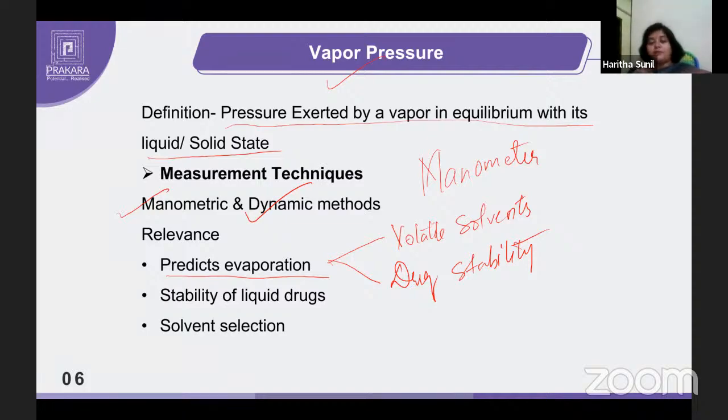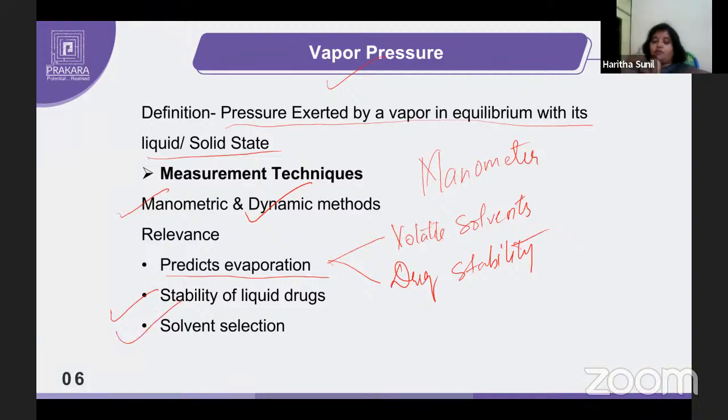So for example, the stability of essential oils in topical formulations, right? And then its relevance with the stability of liquid drugs. So the vapor pressure always helps to identify the drugs and excipients which are prone to evaporation under the storage conditions, so that it prevents the loss of active ingredients or even the solvents, so that they do not disturb the drug efficacy.